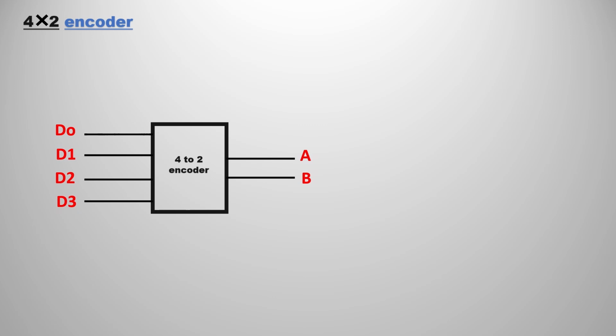If you see a 4 cross 2 encoder, there are 2 power 2, that is 4 inputs and 2 outputs: D0, D1, D2, D3 as inputs, and A, B as outputs. In decoders we pass 2 inputs and, according to the inputs, an output is selected. But here, out of 4, we pass one input in only one of D0, D1, D2, or D3, but you obtain output in both A and B at a time.